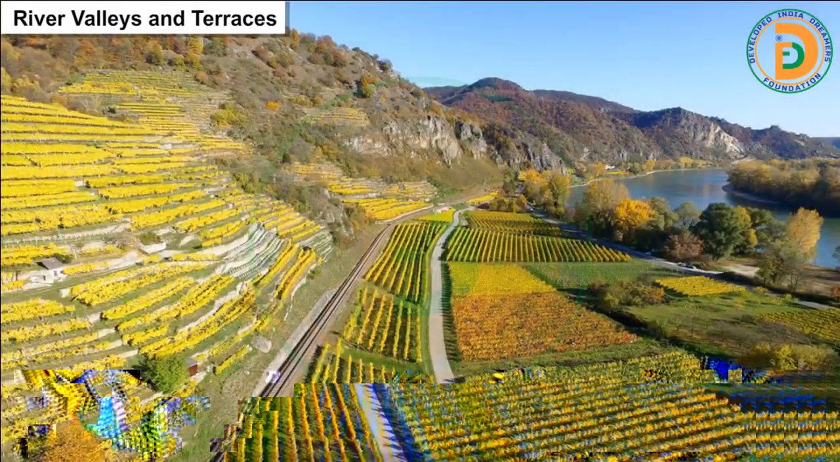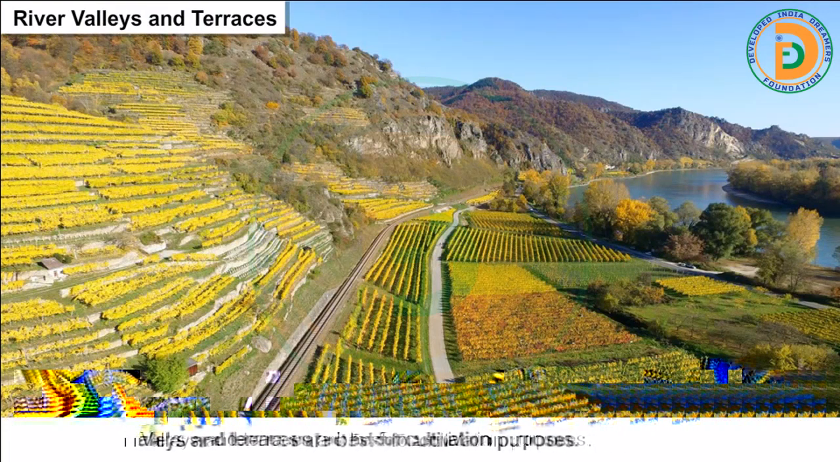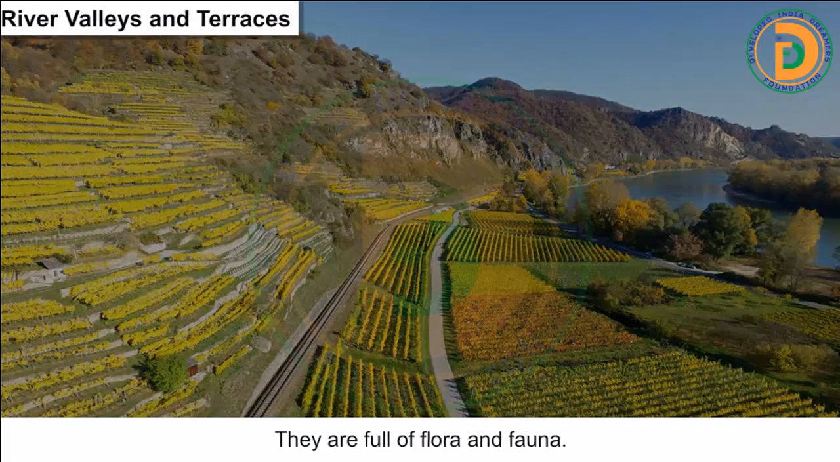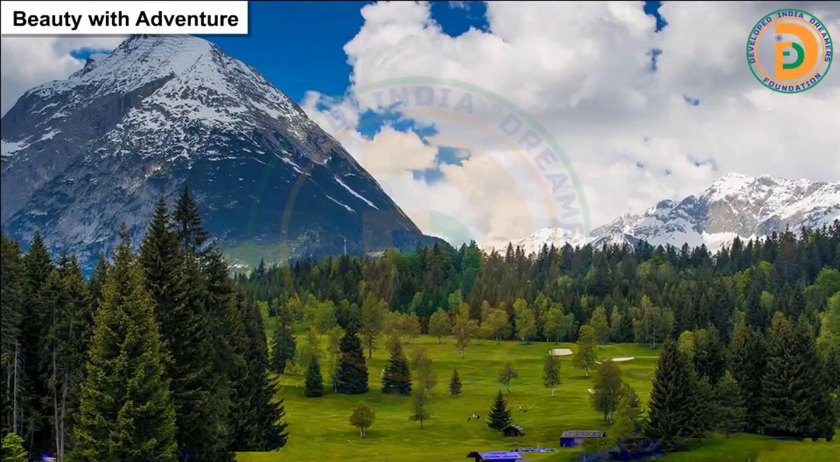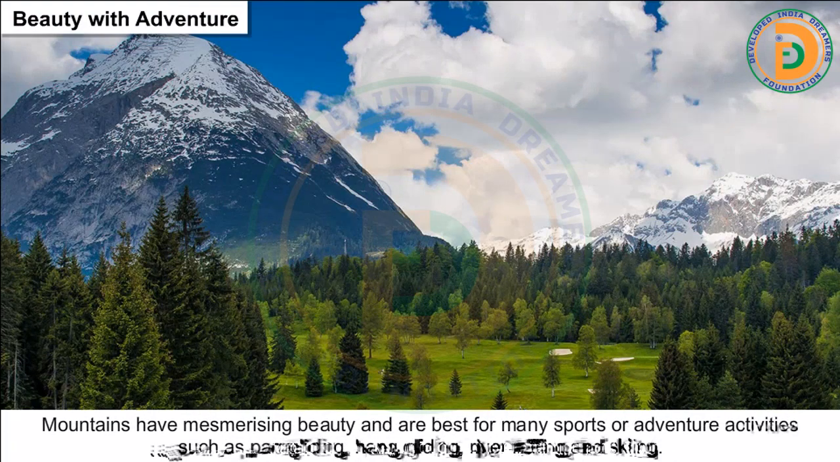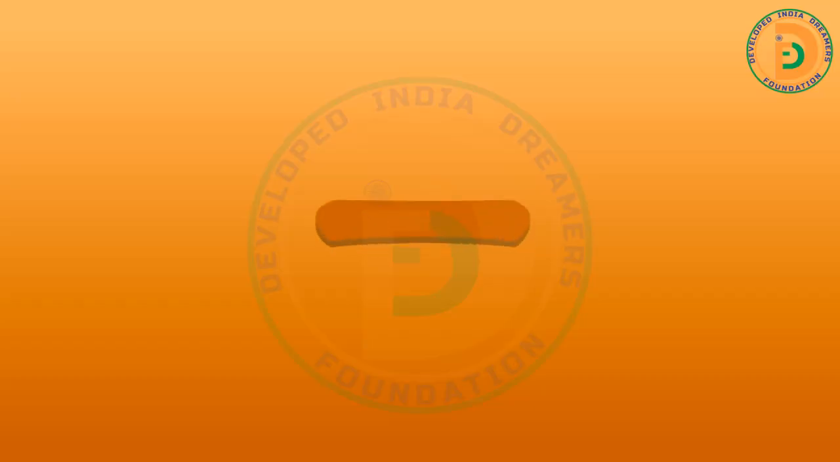River valleys and terraces. The river valleys and terraces are best for cultivation purposes. They are full of flora and fauna. Beauty with adventure. Mountains have mesmerizing beauty and are best for many sports or adventure activities such as paragliding.